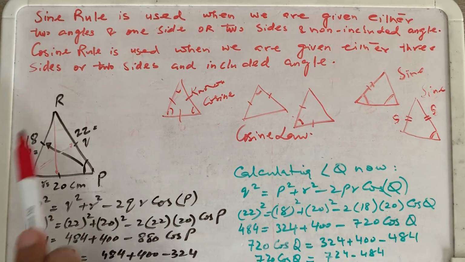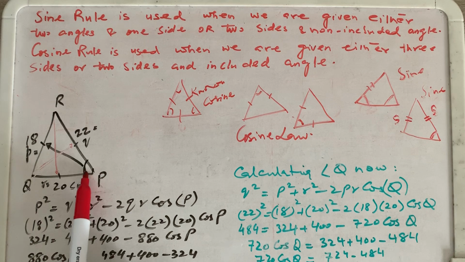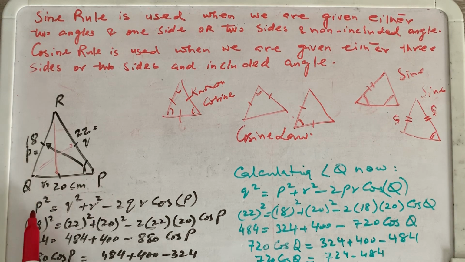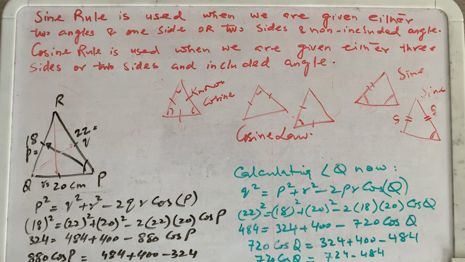Once we set these P, Q, R values, we plug them in. The formula for the cosine law is: the unknown side squared equals the sum of the squares of the 2 known sides minus 2 times the product of the known sides times the cos of the angle which is unknown. What we are looking for is angle P, so we start with p squared. If we are looking for angle Q, we start with q squared. This is the basis of the cosine law.